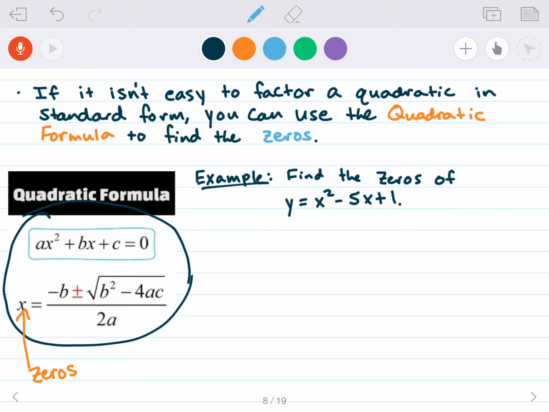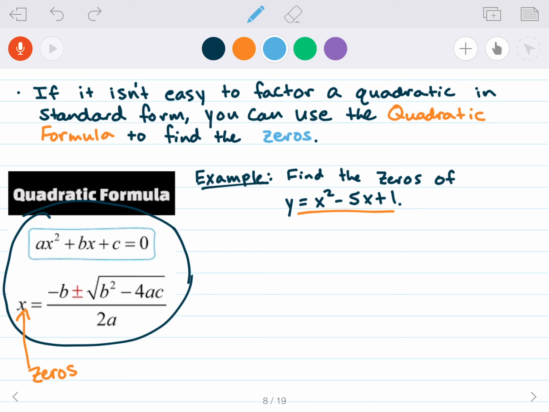So the first example I'm going to look at is this one right here. Find the zeros. Now notice that if you try to figure out a number that multiplies to 1 and adds to -5, you can't really find that very easily. So in that case, we have to employ a different method. In this case, the quadratic formula.